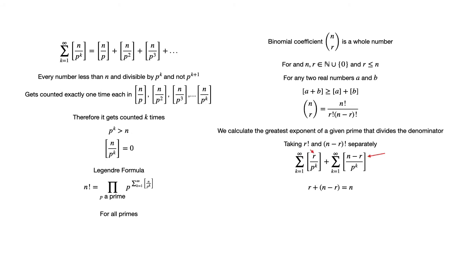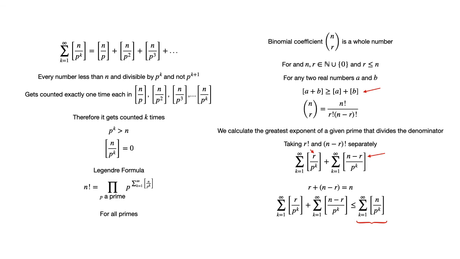However, seeing that r plus n minus r equals n, we fall back on the inequality we established a few seconds ago. This yields the sum as k goes from 1 to infinity of the box value of r upon p to the k plus the sum as k goes from 1 to infinity of the box value of n minus r upon p to the k is less than or equal to the sum as k goes from 1 to infinity of the box value of n upon p to the k.